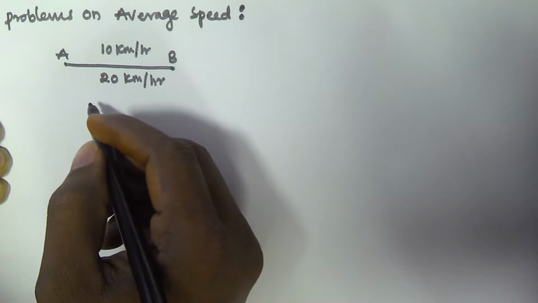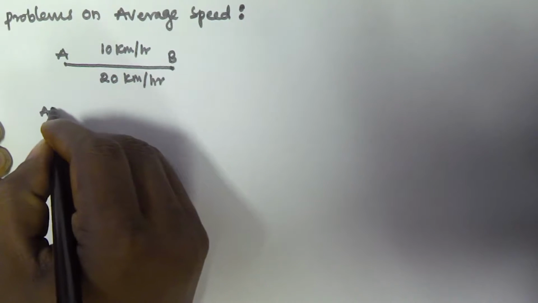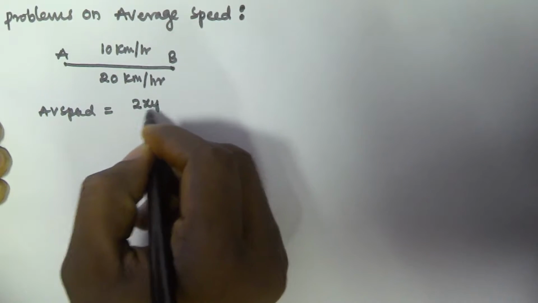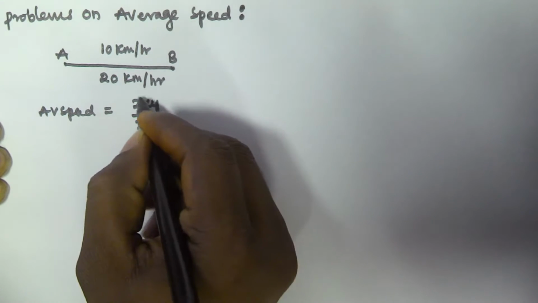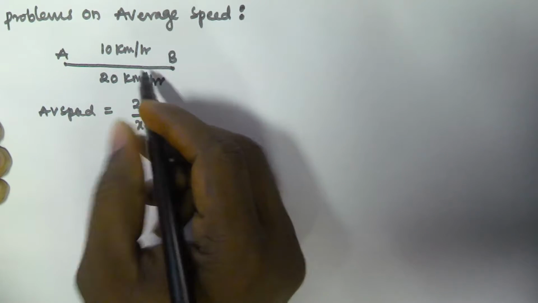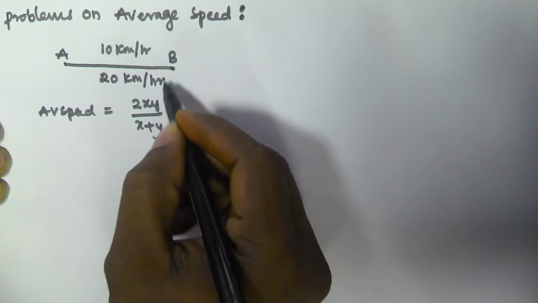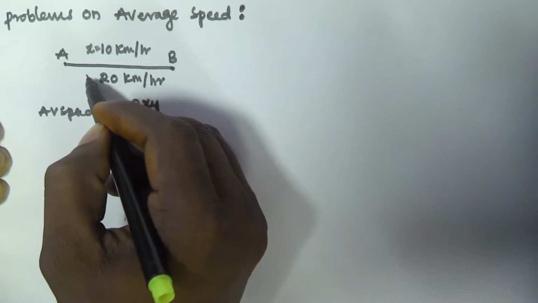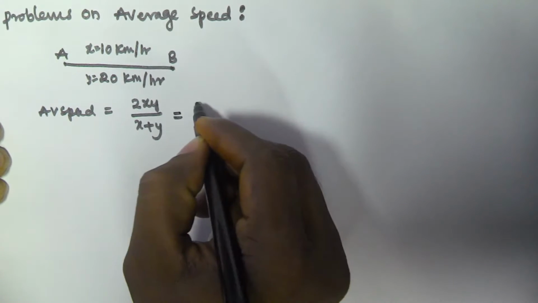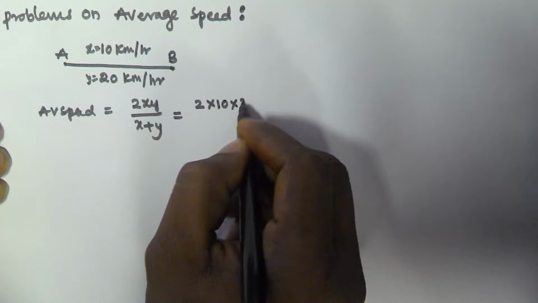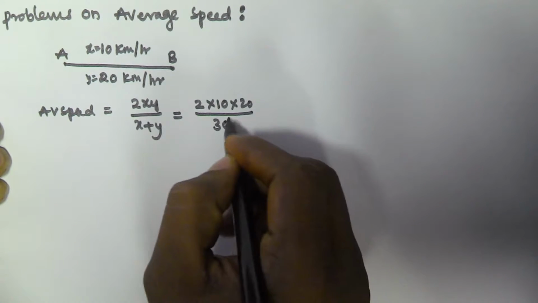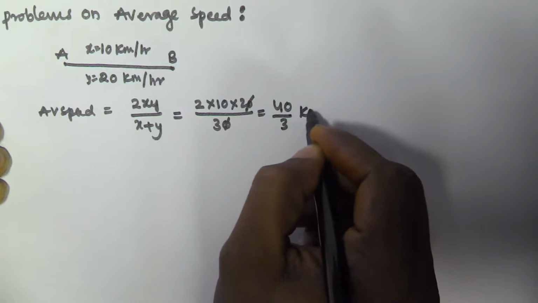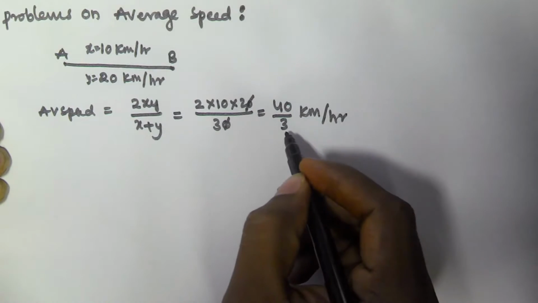In the previous video I showed that the average speed is given by 2xy by x plus y, where x is the speed of the journey from A to B, and y is the speed of the journey from B to A. In our case, x is 10 and y is 20. Substituting the values, 2 into 10 into 20 by 10 plus 20, that is 30. This cancels, so it is 40 by 3 kilometers per hour. So this is the average speed.